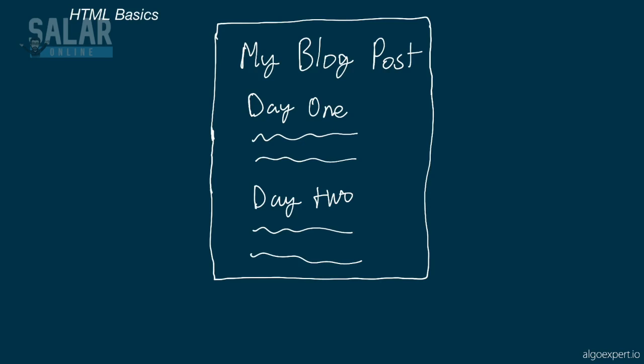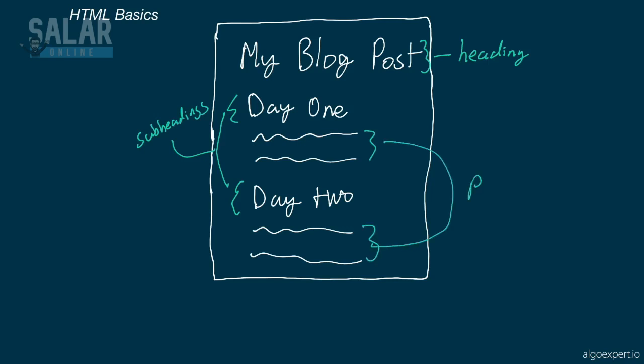So at the top, we have My Blog Post, and this is a heading. Specifically, this is the primary heading of the page. Then we have the text for Day 1 and Day 2, which are also headings, but rather than being the primary heading, these are subheadings or headings with less importance. And then below each of these subheadings is a paragraph. We could even get more specific and annotate things like which paragraphs are associated with which headings. But for now, let's just stick to describing what each piece of text is.